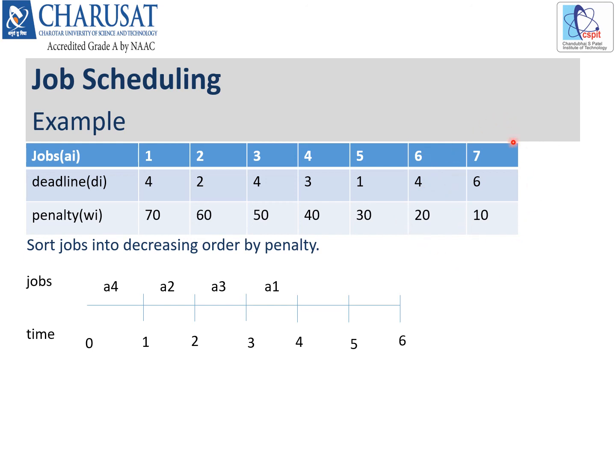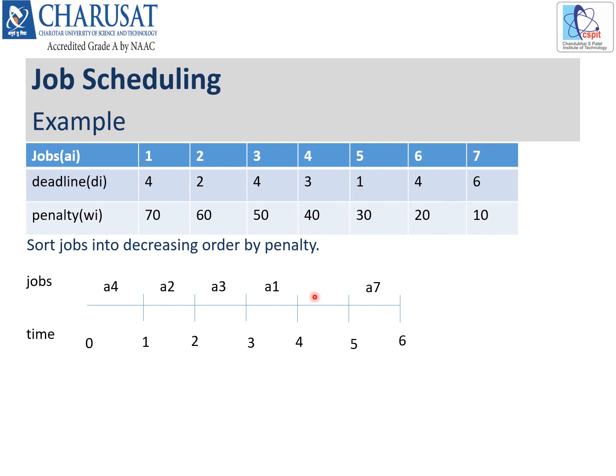Now we will check the seventh job. The deadline is 6. So now we will check the 5 to 6 time slot. It is free, so we can schedule that job in that particular time slot. So from this example, you can see that jobs 1, 2, 3, 4 and 7 have been scheduled, but jobs 5 and 6 cannot be scheduled because their deadlines have passed.